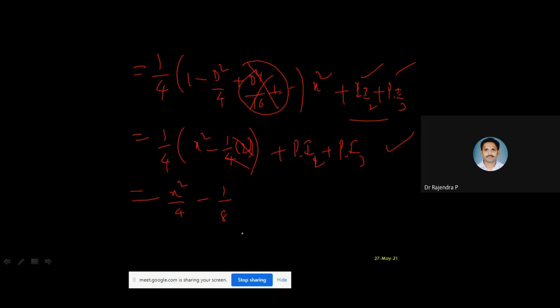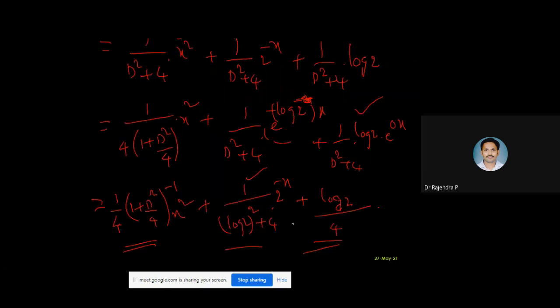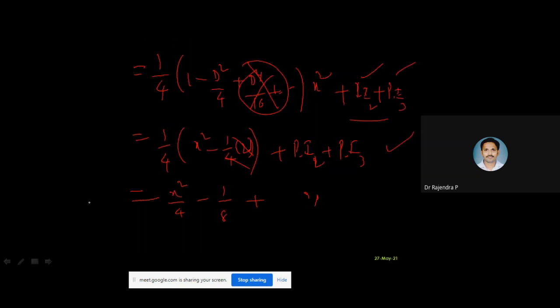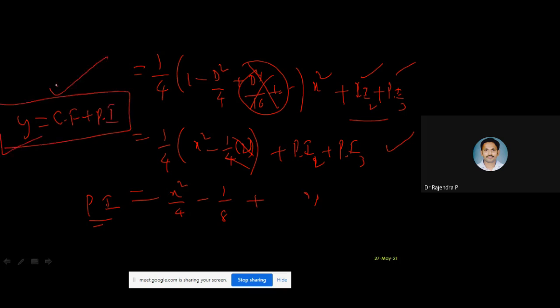Remaining, you just add it. Pi1 and Pi2, already it is there. Those two, you just carry forward and add it up. So this is your particular integral. Already we have complementary function. Your complete solution is CF plus PI. Already we know this. Don't forget to write this. It is very, very important. If you have not written it, you will lose 1 mark for this. So you should write this complete solution without forgetting from your side. Maybe I may not have written it somewhere, but please make sure that you write it.